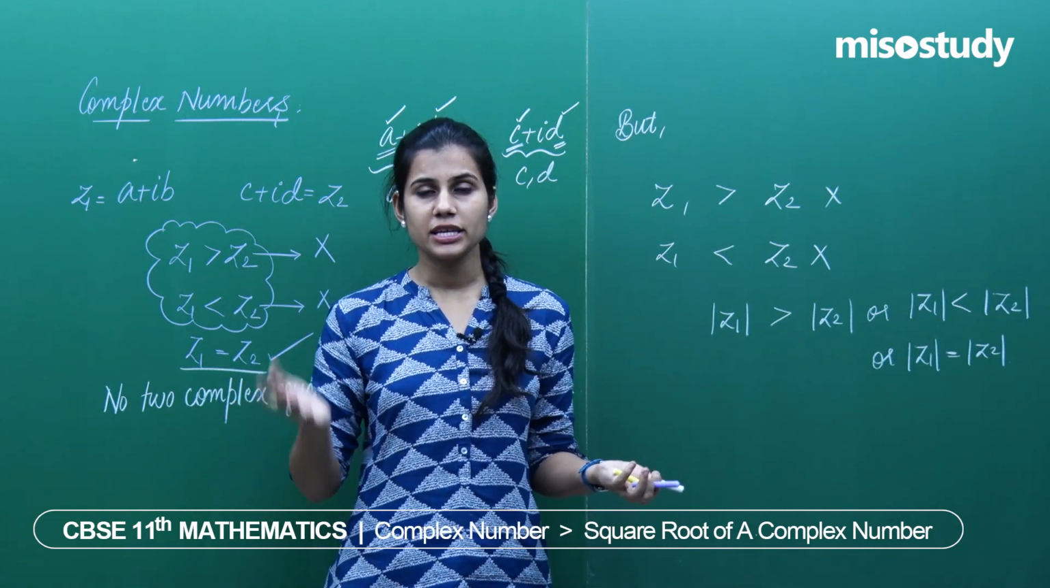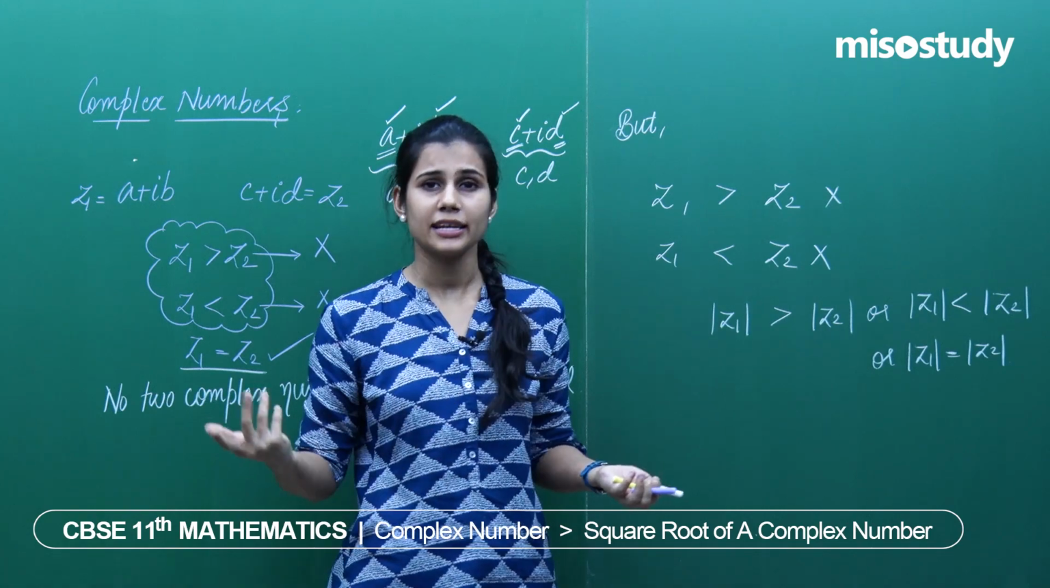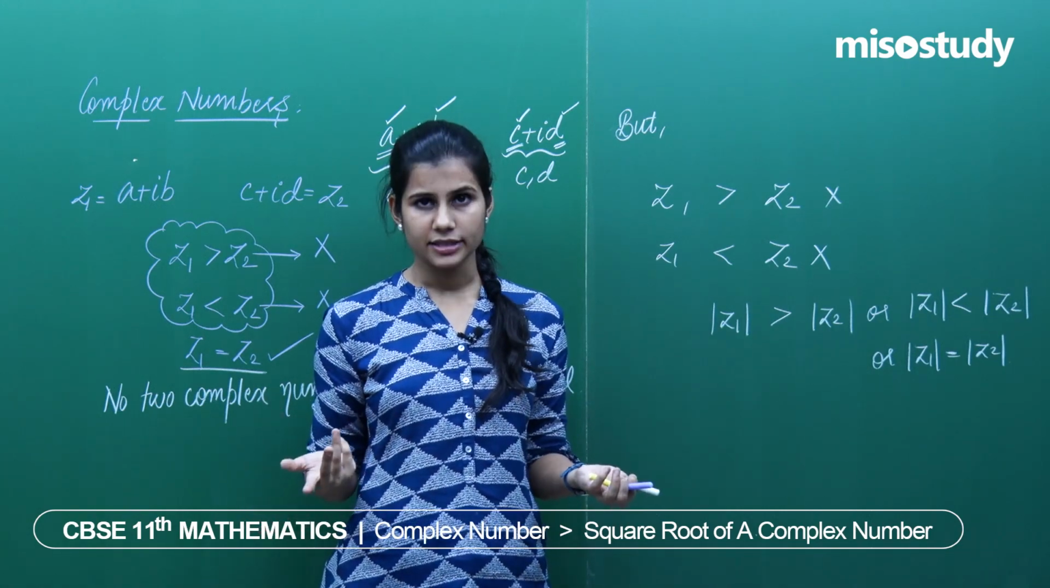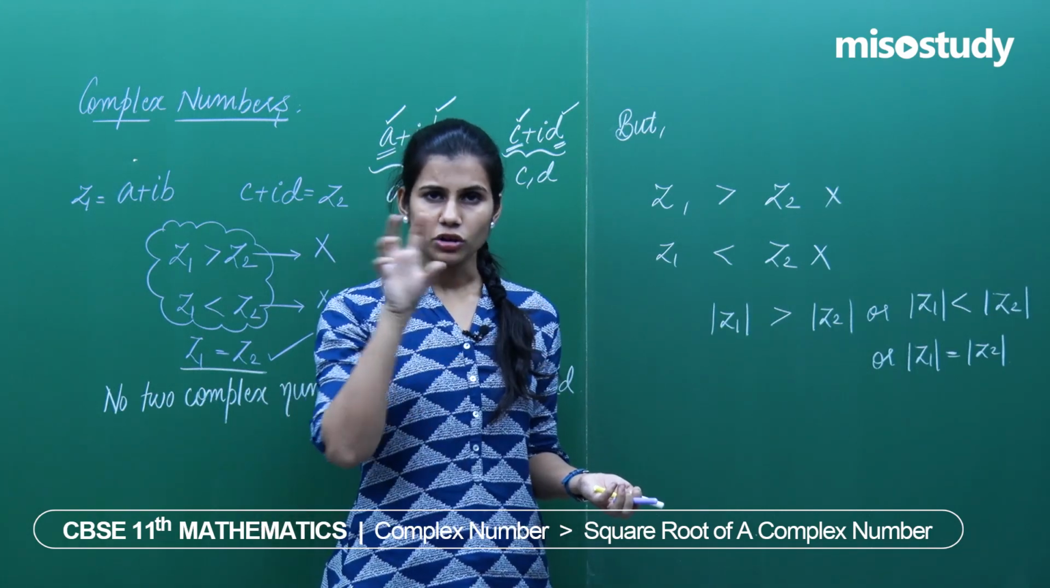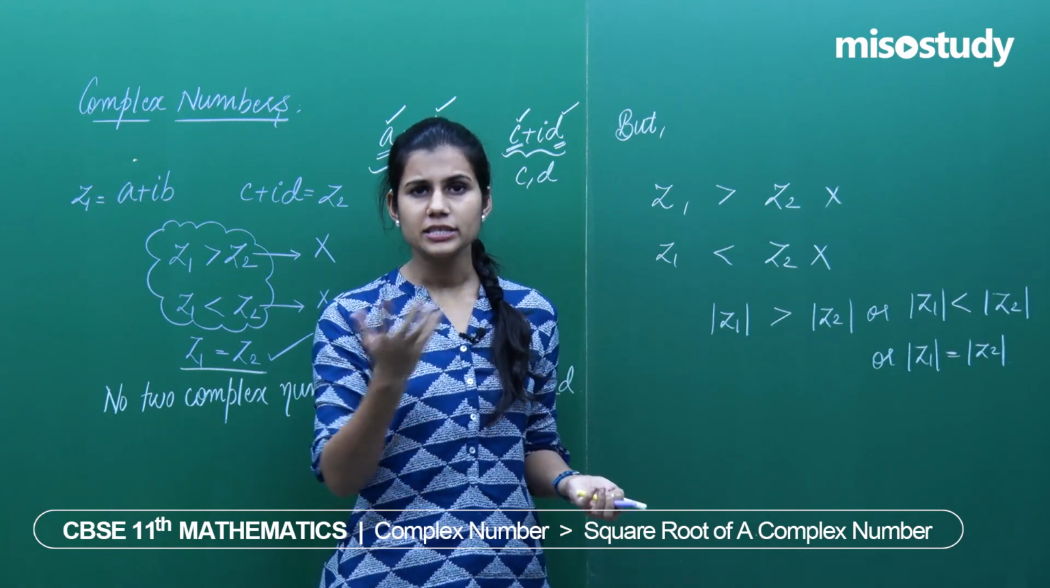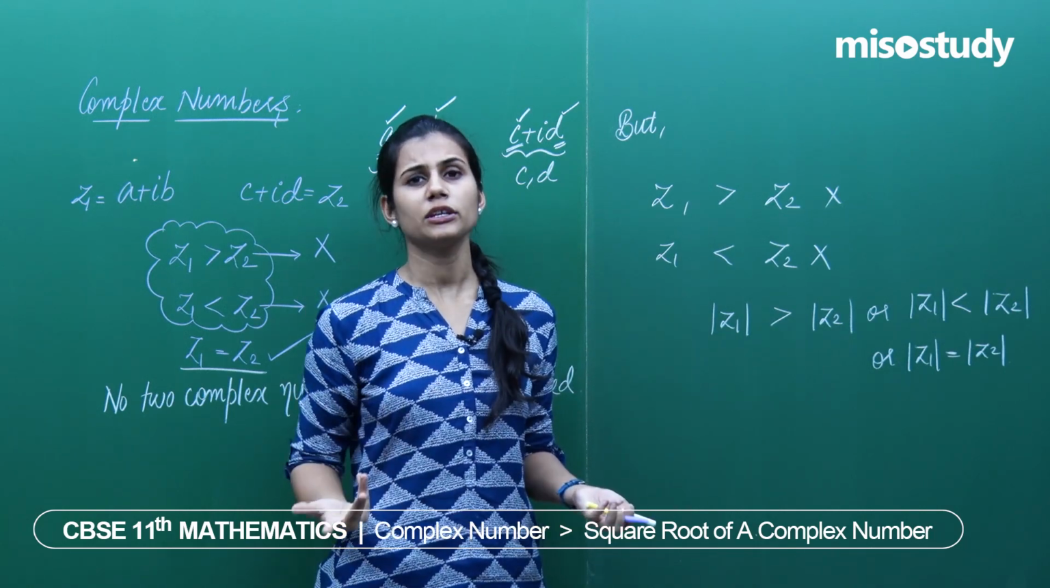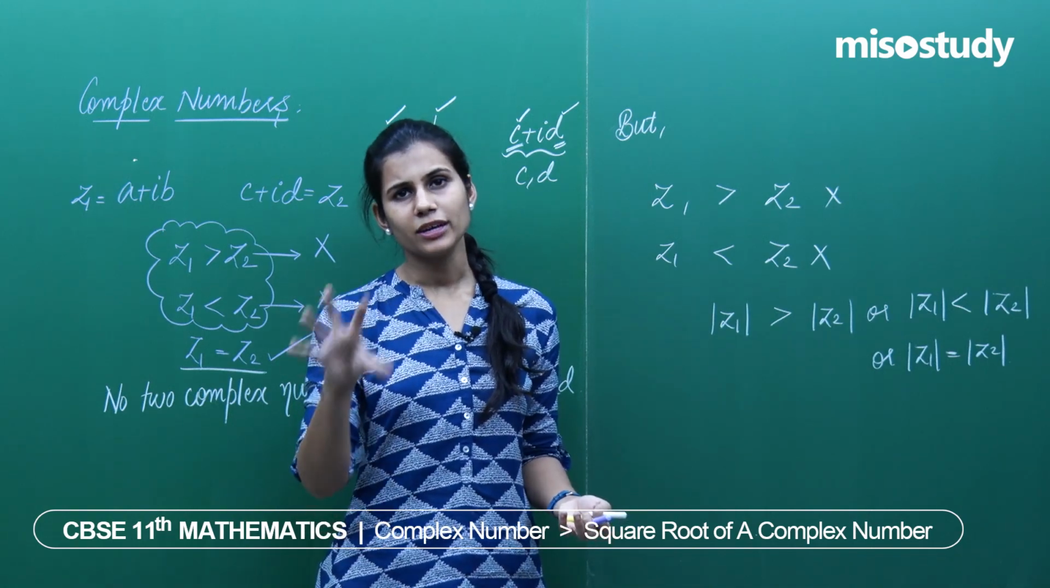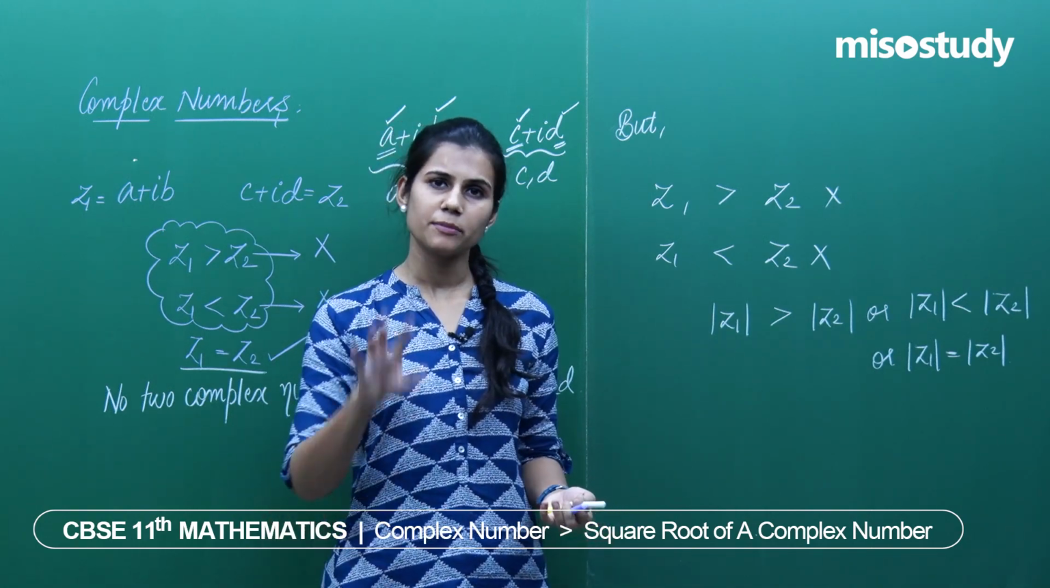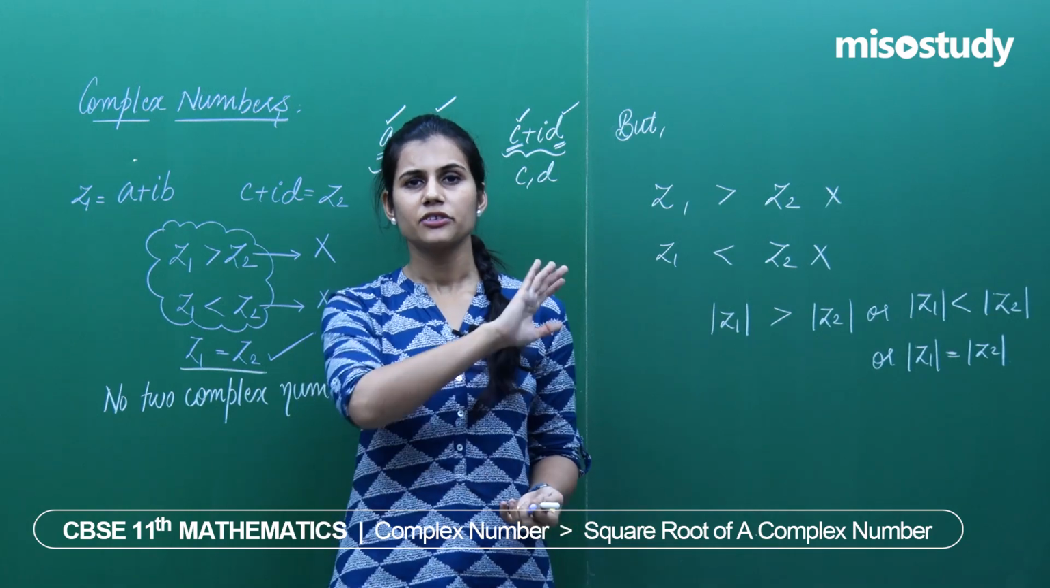In what context are you saying that 2 plus 3 iota is greater than 7 plus 9 iota, for example? In what context are you saying? 2 is greater than 7 or 3 is greater than 9? What are you saying? Or 3 is less than 9? 2 is less than 7? What are you saying? In what context can you say that one complex number is greater than the other complex number or less than the other complex number? This is a redundant concept.